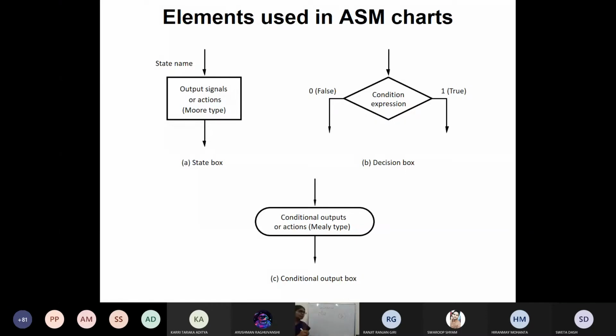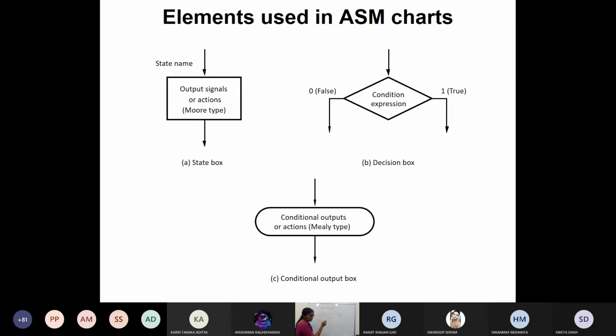Now you can ask me if I have another state called S1 somewhere. That will be shown in another box. And I'll establish the link between that state and this state later. So hold on, we will not rush into that. We will go step by step. Now, after this, what is the next thing?